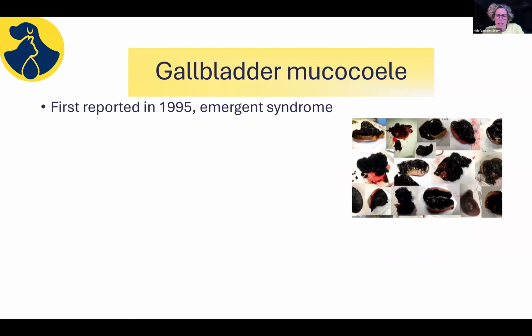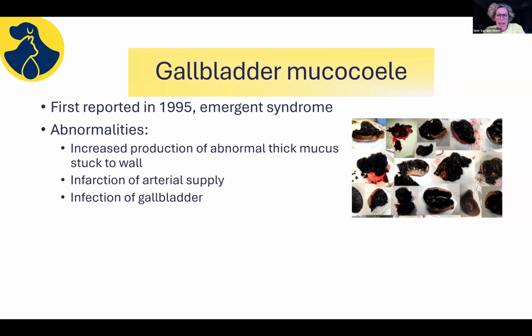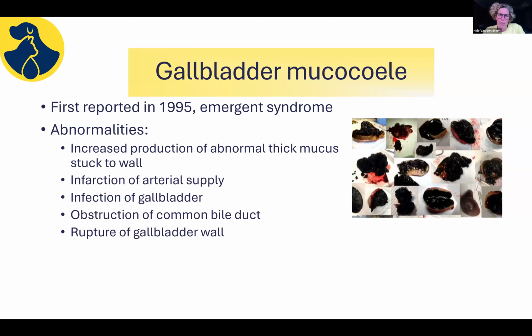Now, what happens in a gallbladder mucocoele is, well, let's first talk through. I think gallbladder mucocoeles have only started to be reported over the last, give or take, 30 years. 1995 was the first report, but this is now a problem that we recognize quite regularly in our clinic. And what people found to be abnormal in the first place is an abnormal amount of this black, thick, sticky mucus in these gallbladders.